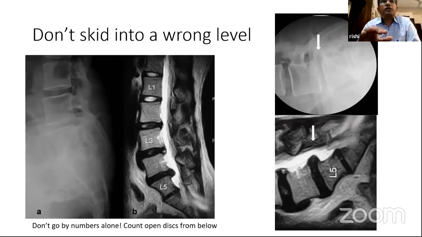It is possible to skid into a wrong level, especially when you have a sacralized lumbar vertebra. So don't just go by the numbers alone, like an L4-5 disc or an L5S1 disc. Always, what you are seeing in the C-arm picture should be matched by the sagittal MRI image. Whichever level is the second open disc space, that's how we proceed while exposing the patient.